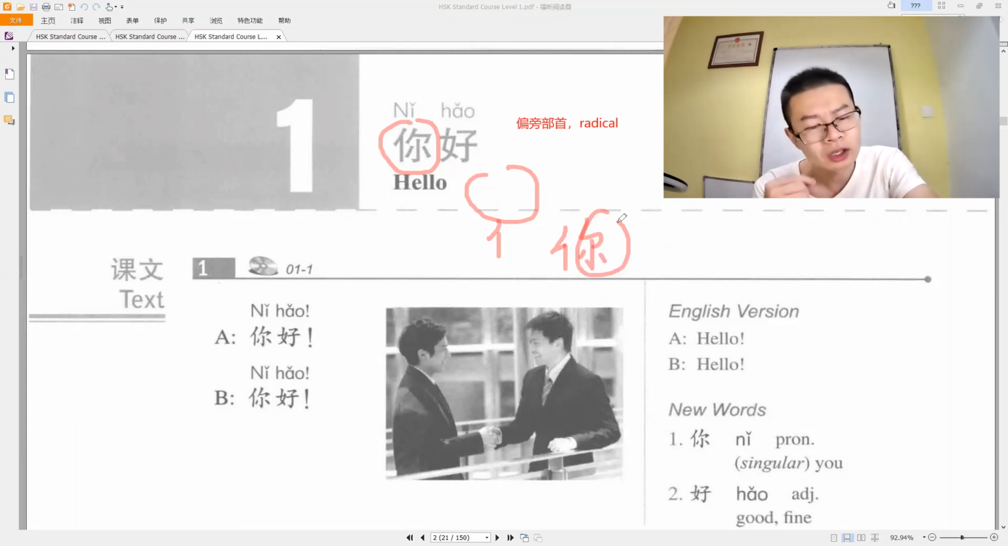So, how to learn Chinese characters? First, learn the simple ones, then step by step combine them together to learn new words. So, step by step and by system. System learning is very important.